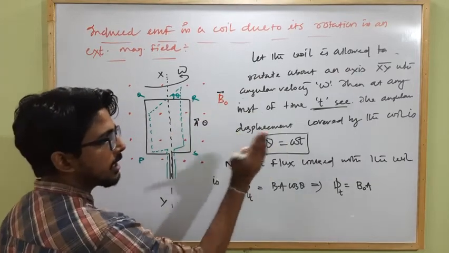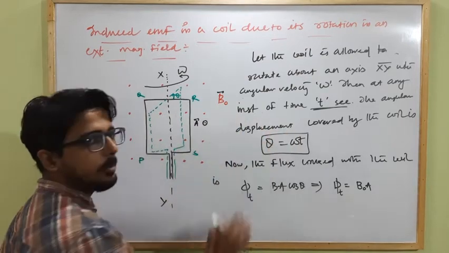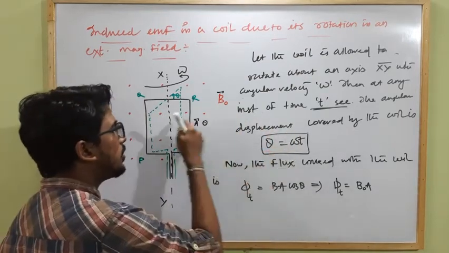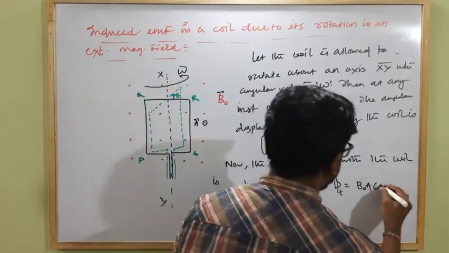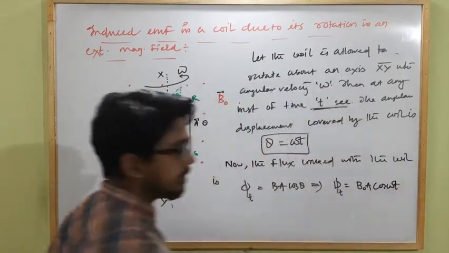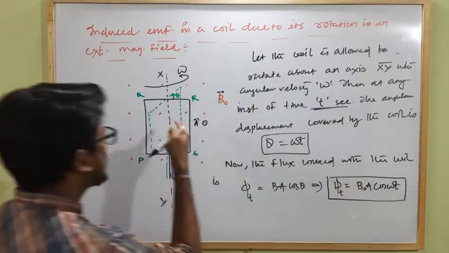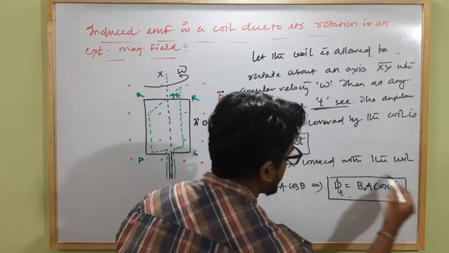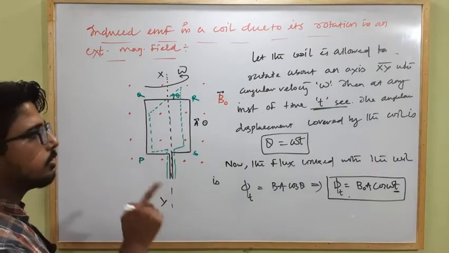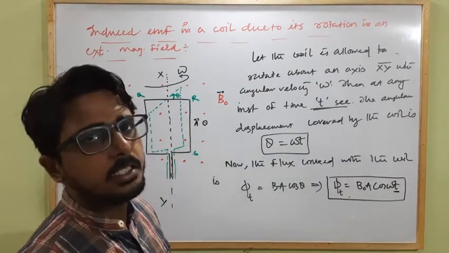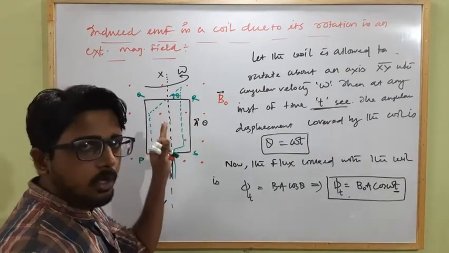Initially the area vector and magnetic field are along the same direction. If the coil rotates by an angle theta equal to omega t, the area vector is also rotated by an angle theta equal to omega t. That's why the angle between area vector and the external magnetic field is also this much. So here it will be written as cos omega t. Clear? So here we get the flux linked with the coil as a function of time. We already know that when the flux linked with the coil is a function of time, that means the flux linked with the coil changes with respect to time.